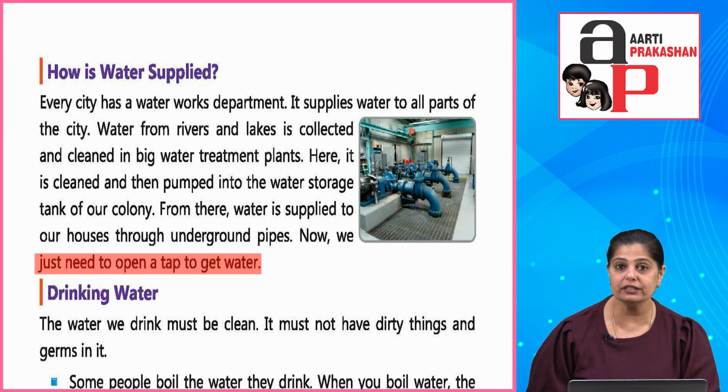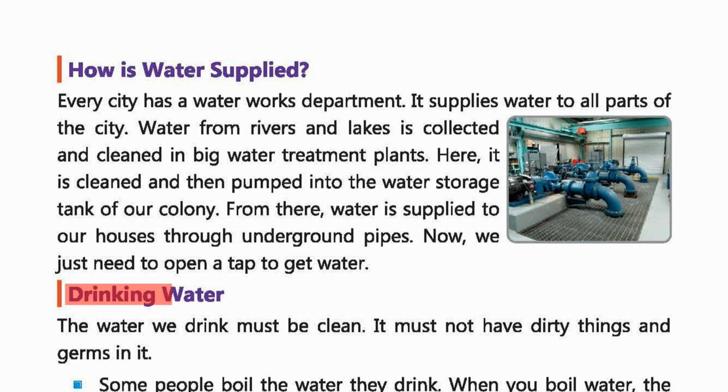ओके, तो ये वाटर सप्लाई जो होता है इसमें बहुत सी अलग अलग चीज़ें इन्वॉल्व होती है. जैसे पहले तो रिवर और लेक्स का पानी कलेक्ट करते हैं, फिर उनको बड़े बड़े वाटर ट्रीटमेंट प्लांट्स में भेजते हैं, वहाँ पे वो प्यूरिफाई हो जाता है और फिर अंडरग्राउंड पाइप्स जो होते हैं उसके ज़रिए वो हमारे टैप तक पहुँचता है. Okay, now let's look at drinking water.